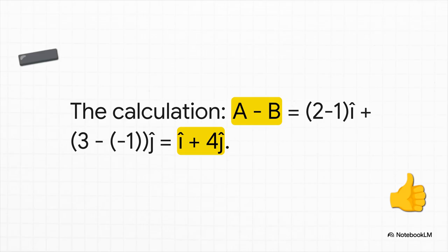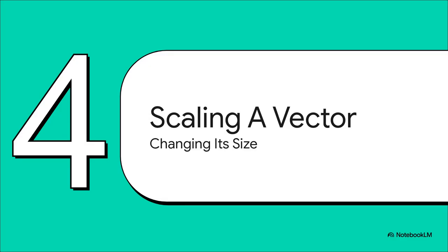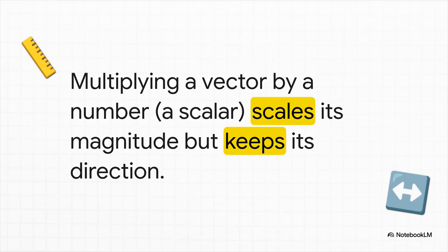See? Simple. All right, last but not least in our toolkit, scalar multiplication. This one isn't about combining 2 vectors. It's about taking one vector and just resizing it. Like, what if you wanted to double a force or cut a velocity in half? This is the whole idea. When you multiply a vector by a regular number, a scalar, you're just stretching or shrinking it. If you multiply by 2, the vector becomes twice as long. If you multiply by 0.5, it becomes half as long. But, and this is crucial, its direction doesn't change one bit.